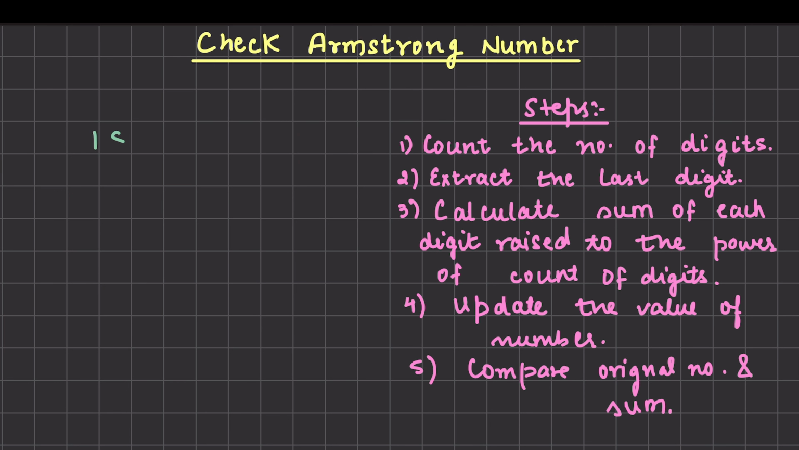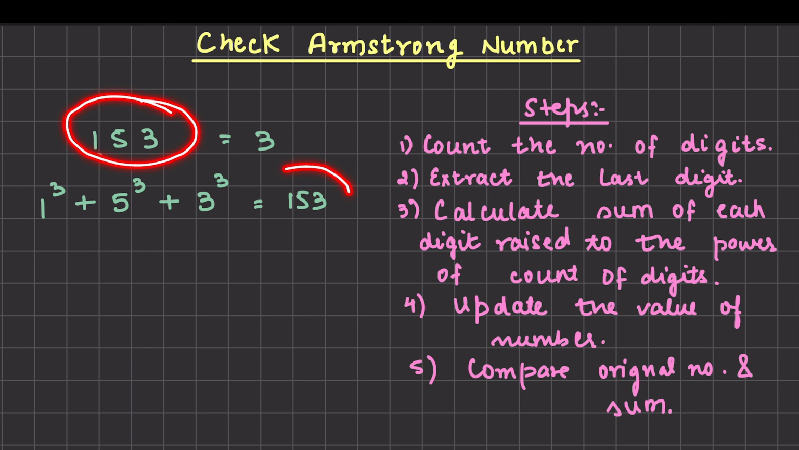For example, I have a number 153. Here you can see that the total number of digits is 3. So 1, which is the first digit here, raised to the power 3, adding it to the next digit raised to the power 3 and the next digit raised to the power 3, it is equal to 153, right? So I can see that the original number and the sum are equal. Let's take some other example and see if it holds true for that.